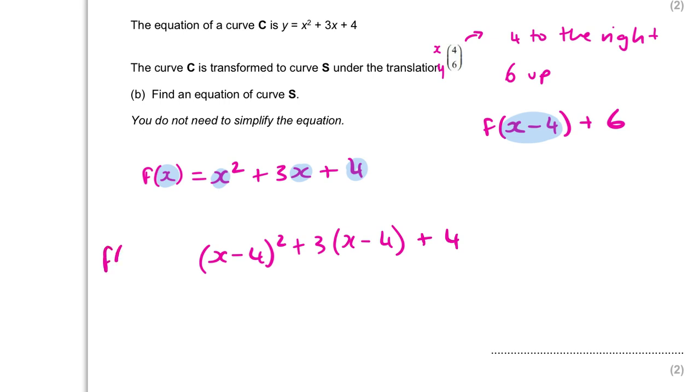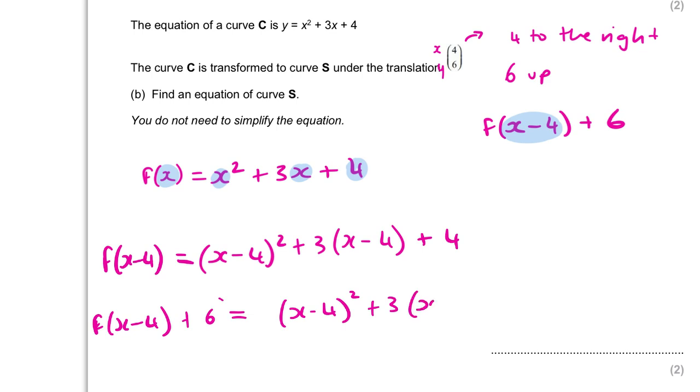We've technically got the function of x minus 4. This is what this equals. The function of x minus 4 equals this. But what do I want? I want the function of x minus 4 plus 6. So, how am I going to get that? I'm just going to have all of my function, and wherever there's an x, I put x minus 4. And then I've got my plus 4. And then what do I need to do? I need to add 6 on the end of it.